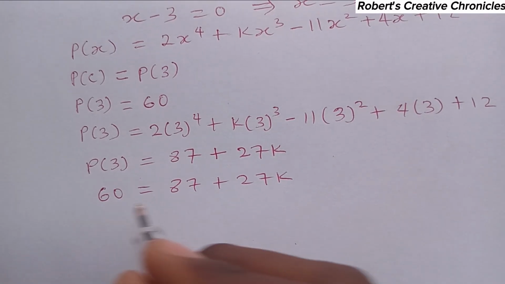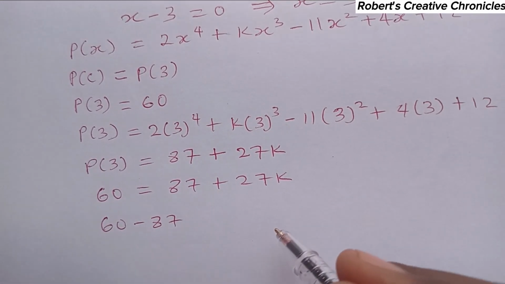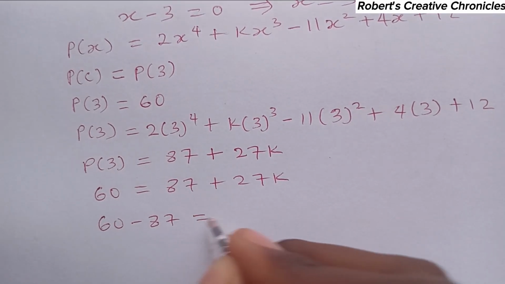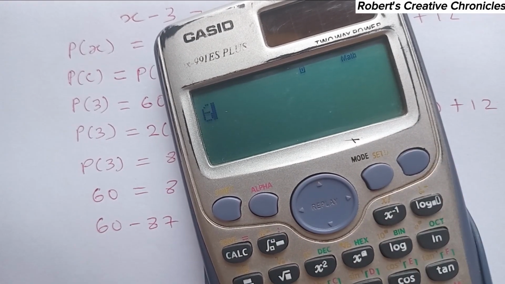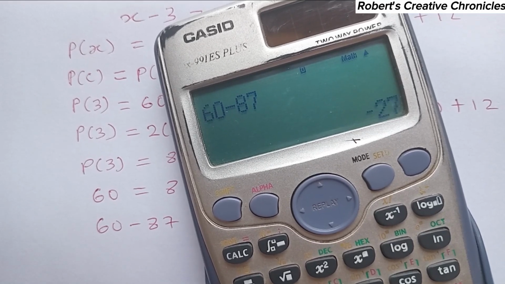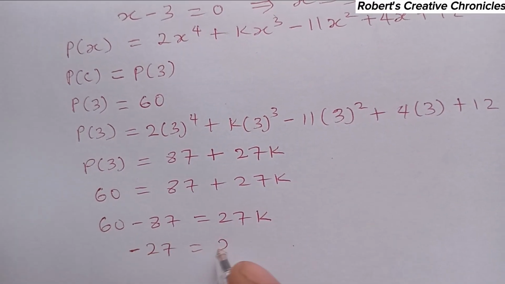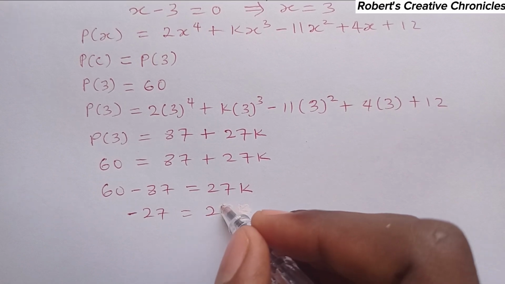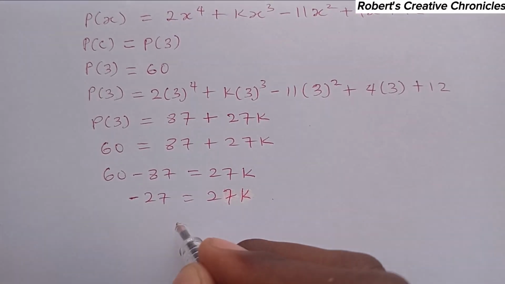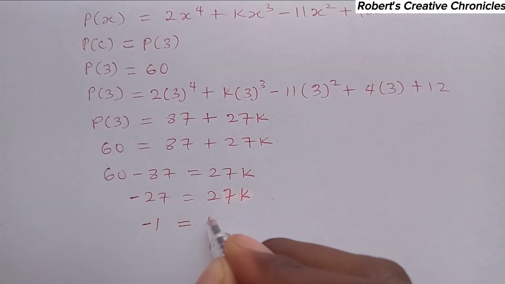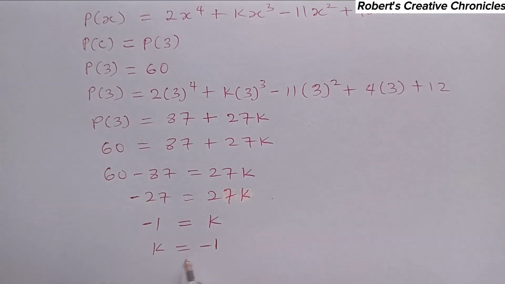Then we collect like terms. This will come here to be 60 minus 87 is equal to 27k. What's 60 minus 87? 60 minus 87 is minus 27. So minus 27 equals 27k. Now we divide both sides by 27. This becomes negative 1 is equal to k. So k is equal to negative 1.